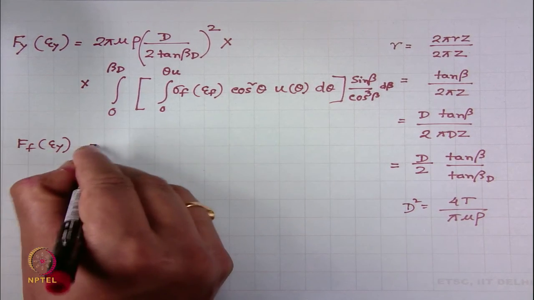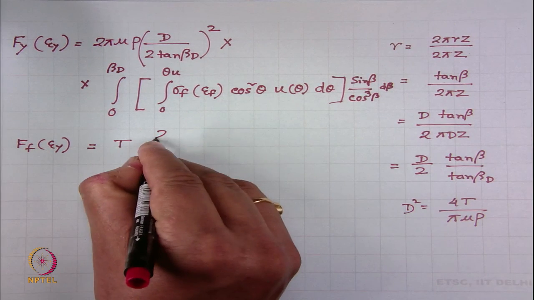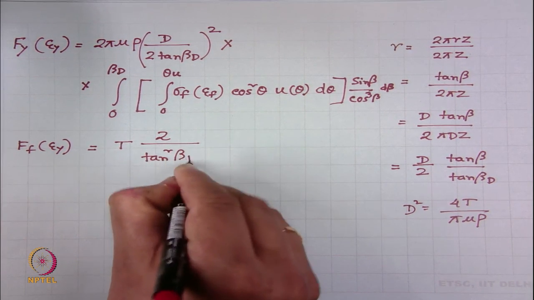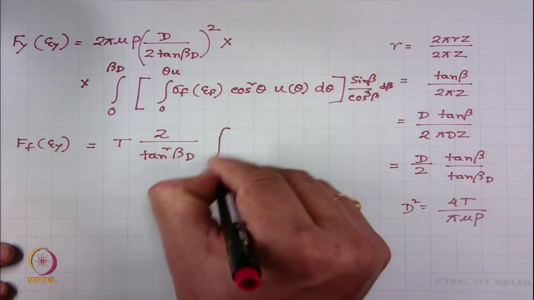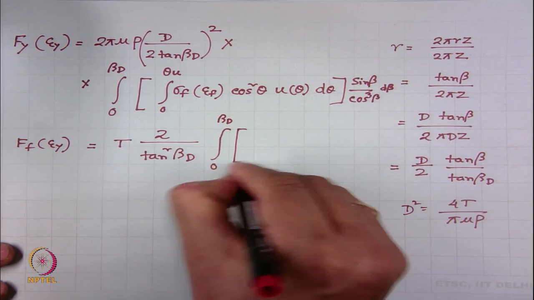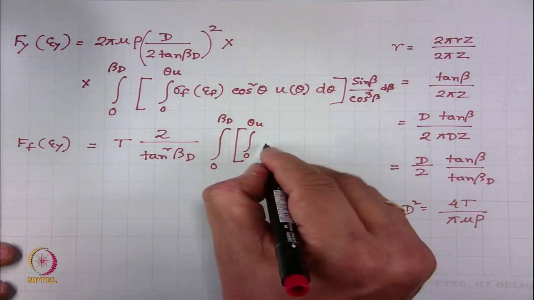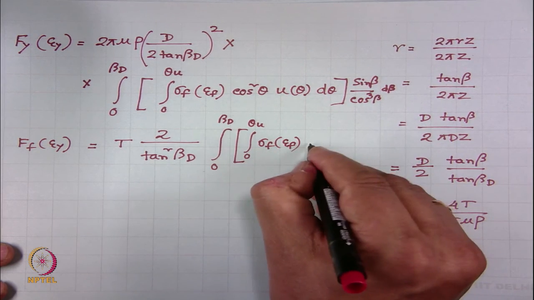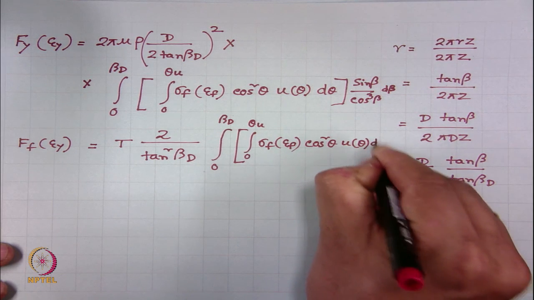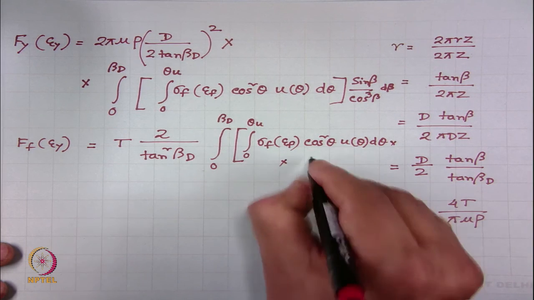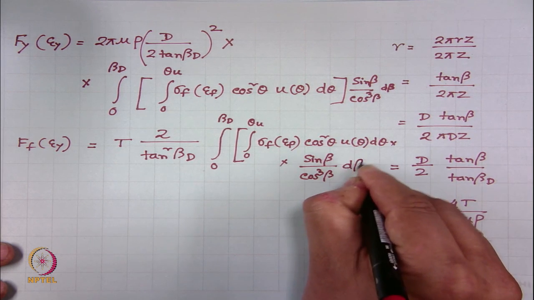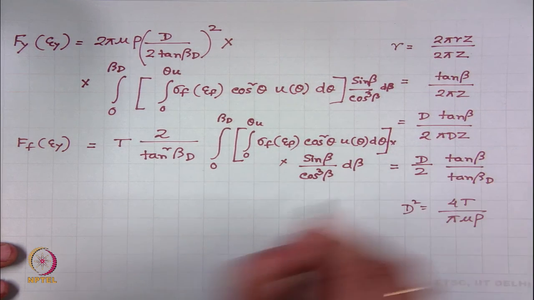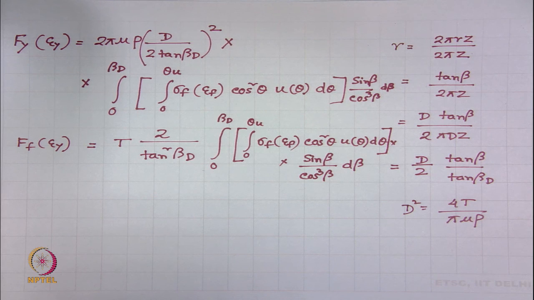this is equal to 2 by tan square beta d, it is constant, t is constant, beta d is constant, 2 is constant, 0 to beta d, 0 to theta u, f cos square theta u theta d theta multiplied by sin beta by cos cube beta d beta, okay. So, this is the expression for force.